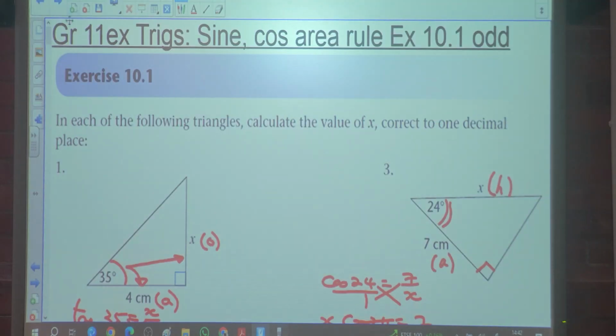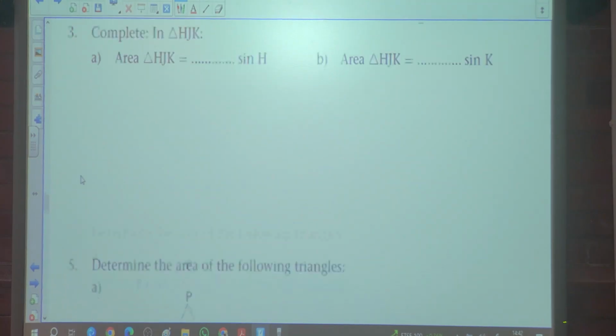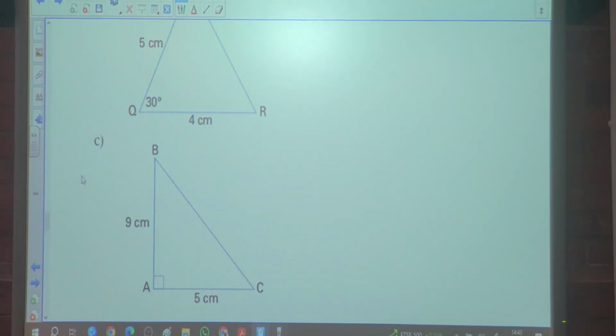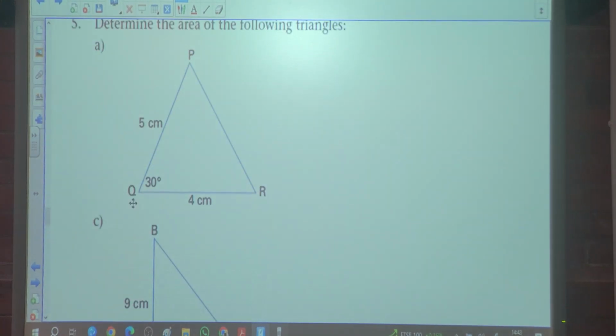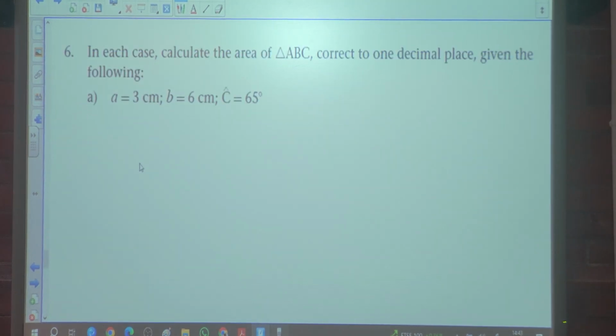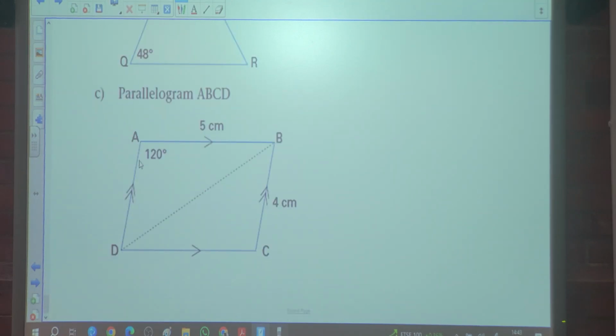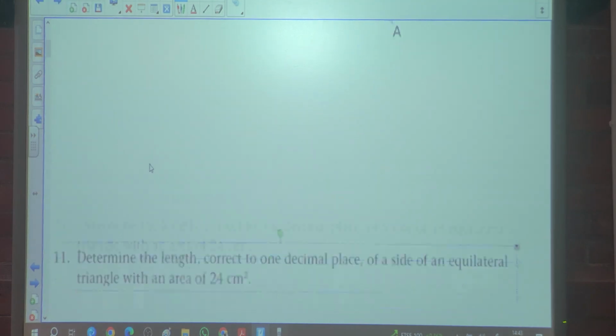Something with regards to 10.2. I know you're going to do number 1, number 3, number 5. But number 5, from A to F, is testing the same thing. So in number 5, you do A, C, and E. Then number 6, A, C, and then 7, A, C. Number 9 again, 11, and so on. So you guys got it?